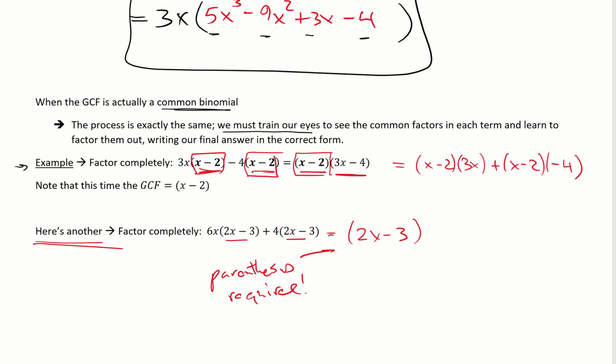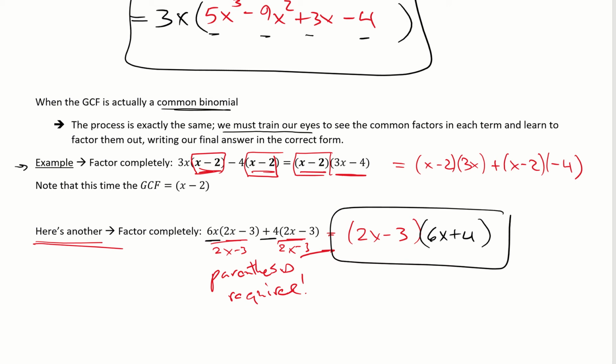So 2x minus 3 is pulled out, and think of it this way, when you divide by 2x minus 3, remember we did that in the previous slide or video, the 2x minus 3's just disappear, and you're left with what's left over, which is 6x plus 4. And there, in fact, it's two binomials multiplied together.